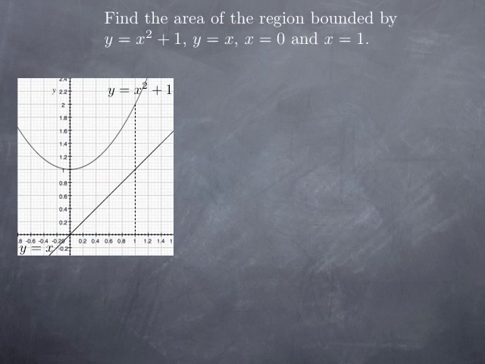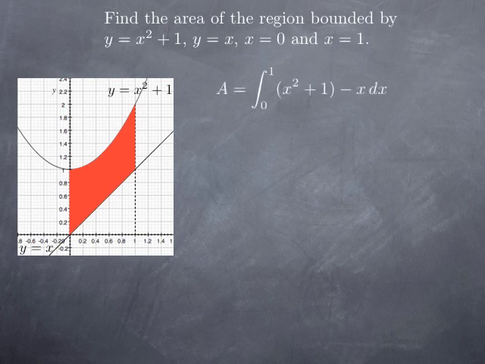And here are our two functions. We have a parabola x squared plus 1 and a straight line y equal x. And the area that we're looking for is bounded by the two vertical lines and these two graphs. In other words, this is this red area on the picture. And according to the considerations we have seen on the previous slides, this area is simply the integral from 0 to 1 of the function above, which is x squared plus 1, minus the function below, which is x. And this is easy to calculate.